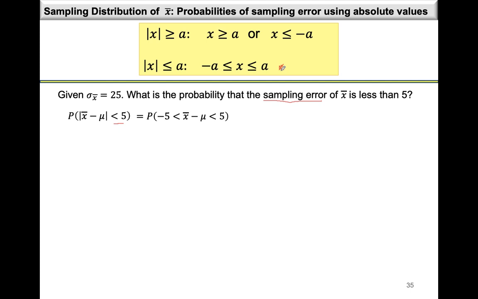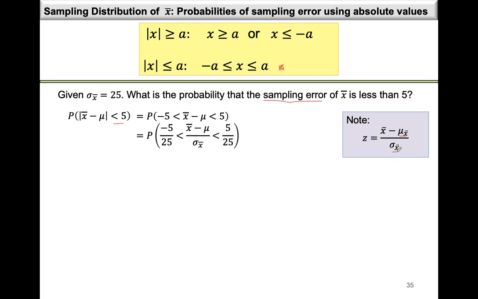And we keep in mind that z is equal to X bar minus the mean of X bar divided by the standard deviation of X bar. So this is equal to the probability of X bar minus mu divided by sigma X bar being between -5/25 and +5/25. And 25, keep in mind, is equal to sigma X bar. So this is equal to the probability of z between -0.2 and +0.2.